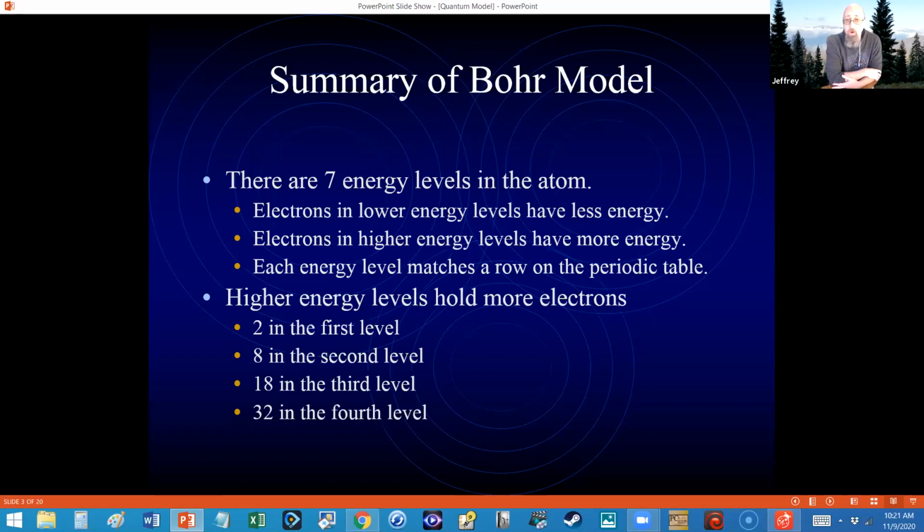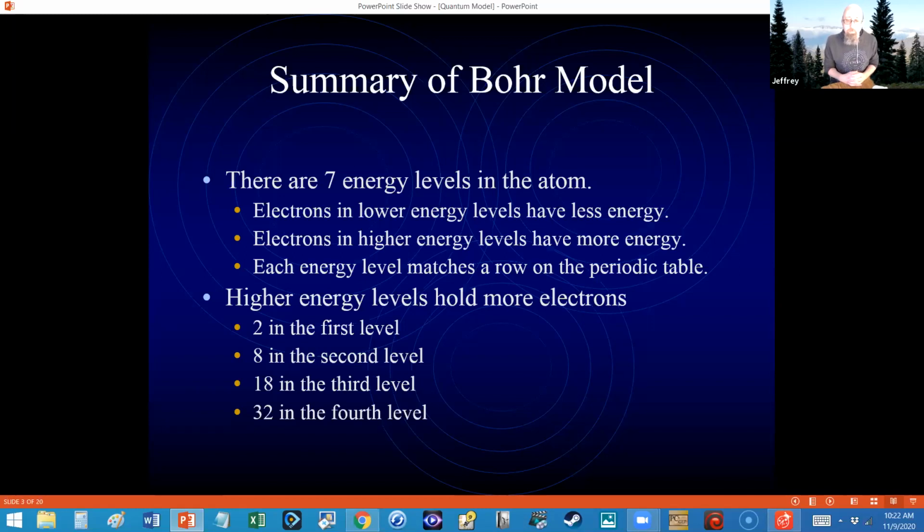The patterns are more detailed than what Bohr described. So we need to dig a couple layers down in there and find the true pattern that's going on. And then we can use the same principle, assign electrons from the lowest energy to the highest energy.